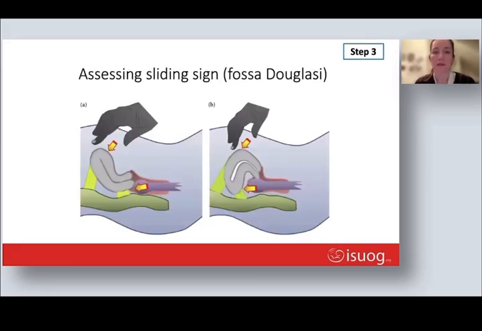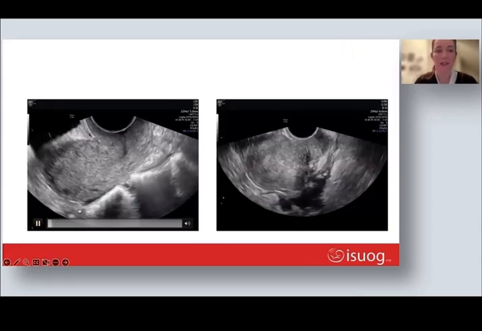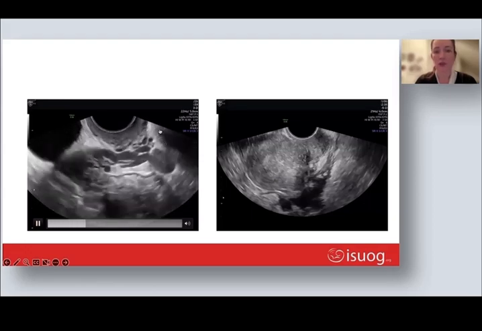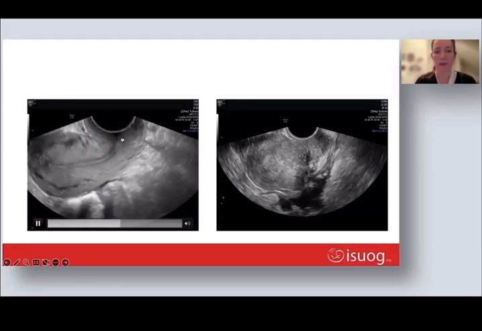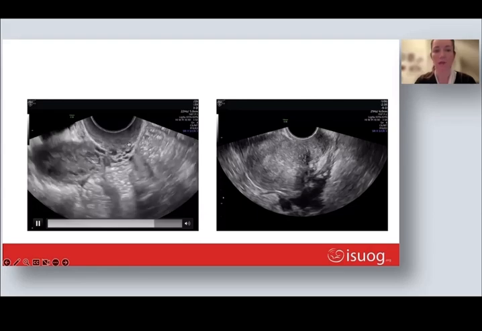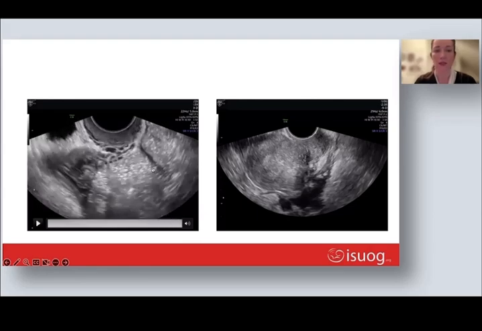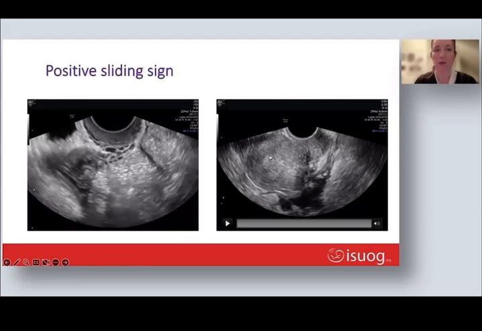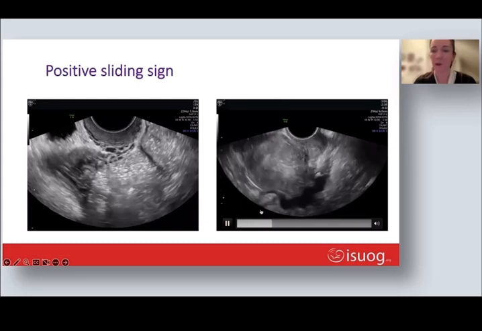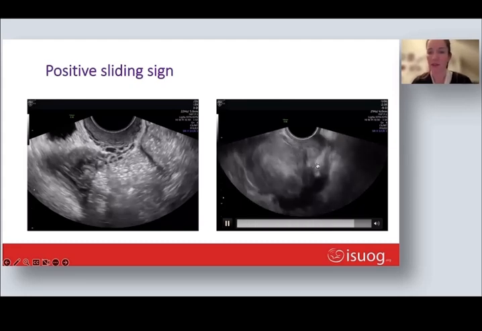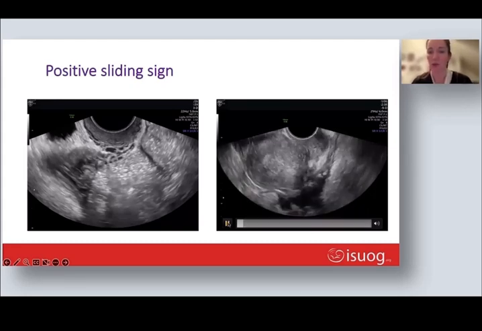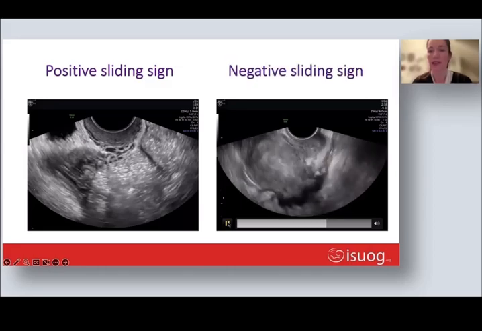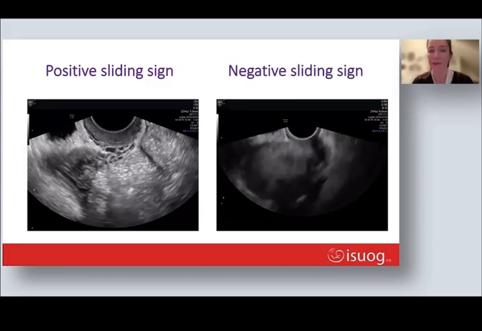In the third step, by assessing the sliding sign, we have to focus on the fossa Douglasi. Here we see the uterus with the structures in the posterior compartment sliding against the uterus, which means that we have a positive sliding sign. In this case, we have structures attached to the posterior wall of the uterus, therefore the sliding sign is negative.